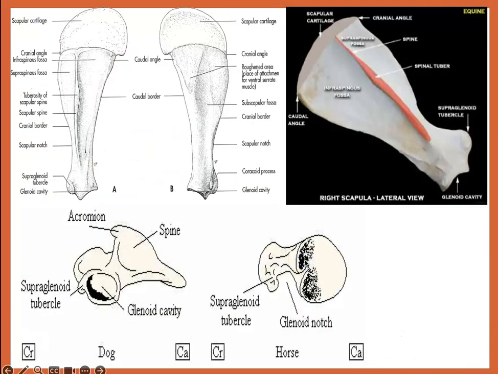If you look at the diagram here, for example, in the case of the equine, you can see it has a triangular shape, and we have two surfaces: the lateral surface and the costal surface. And we have three borders: cranial border, caudal border, and dorsal border, which carries the scapular cartilage. And we have three angles: cranial angle, caudal angle, and the ventral angle.